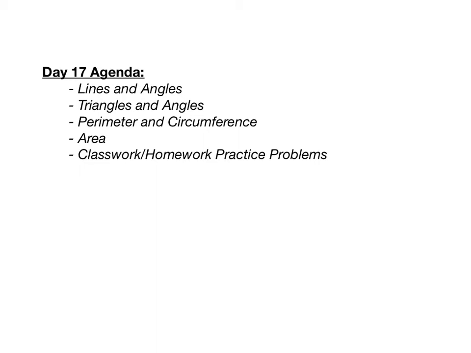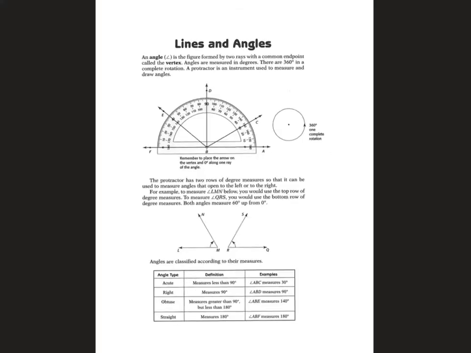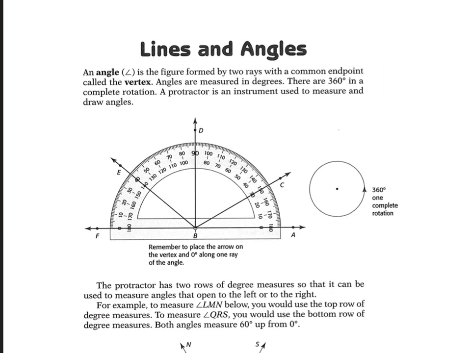Day 17: lines and angles, triangles and angles, perimeter and circumference, and area. We're going to start with lines and angles. An angle is the figure formed by two rays with a common endpoint called the vertex.